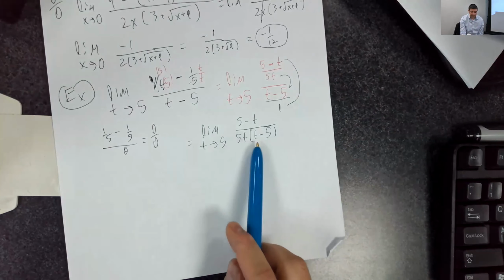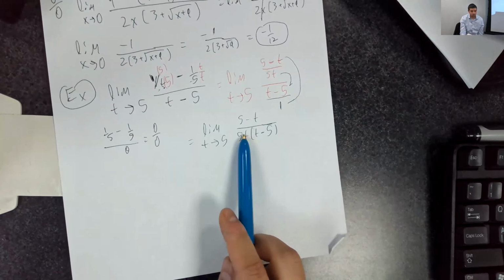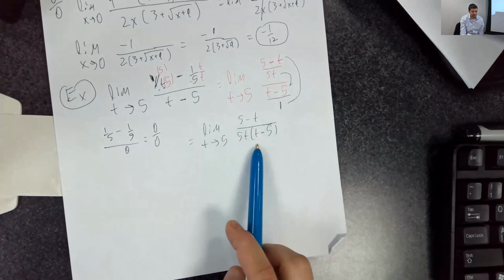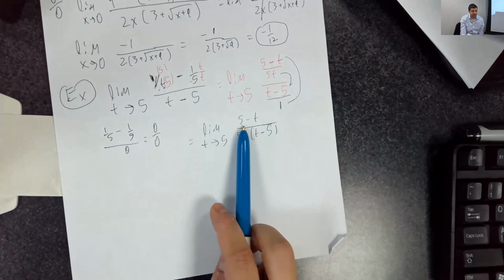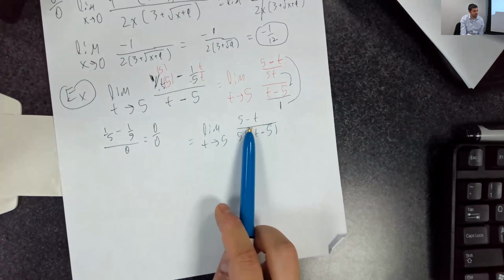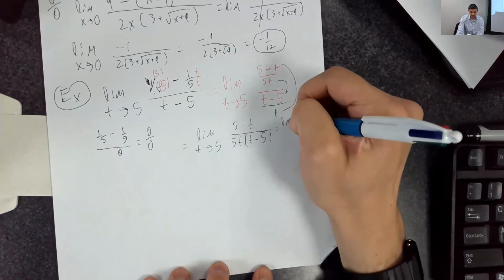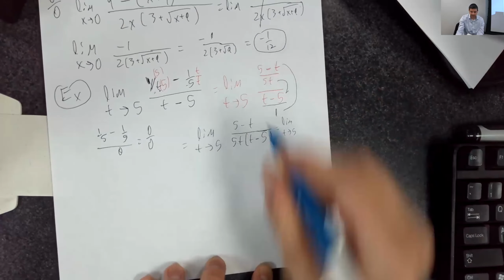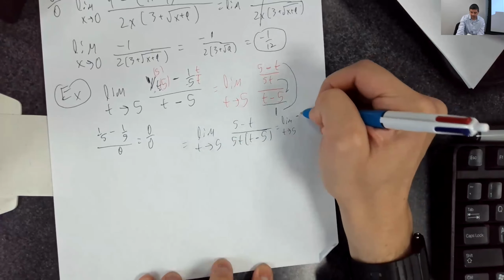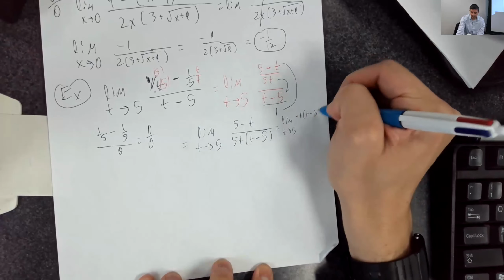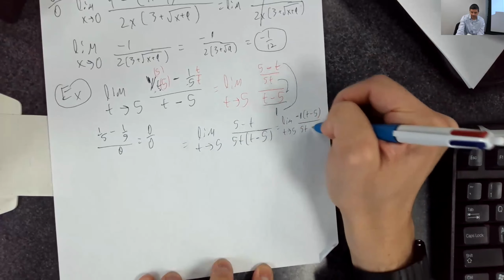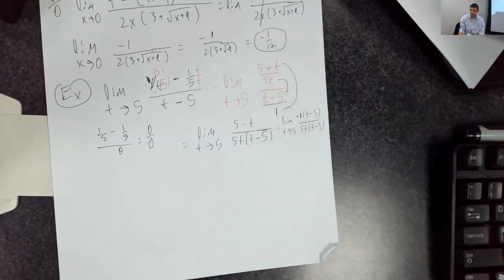Now what could I do? I want to cancel t minus 5. I can't quite cancel because I don't have t minus 5 up here. I have 5 minus t. We take negative 1 as common. Like Sharful is saying, limit as t goes to 5, I could factor out the negative 1. So negative 1 times t minus 5, over 5t times t minus 5.